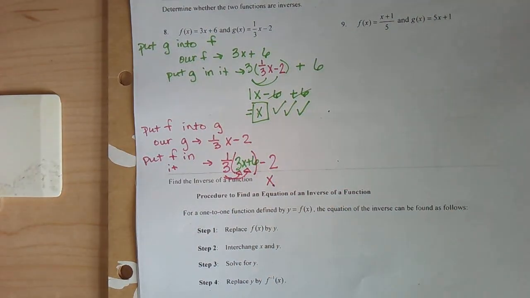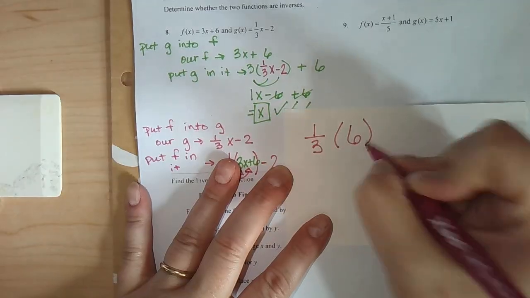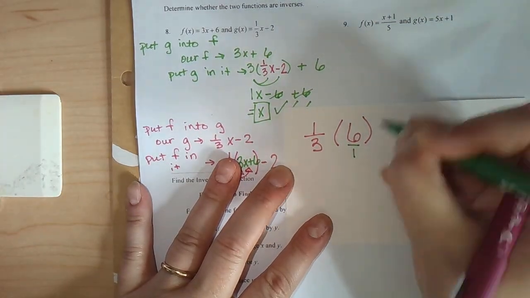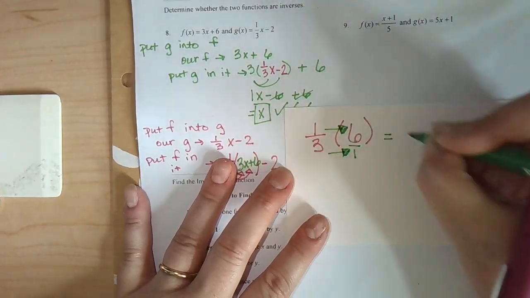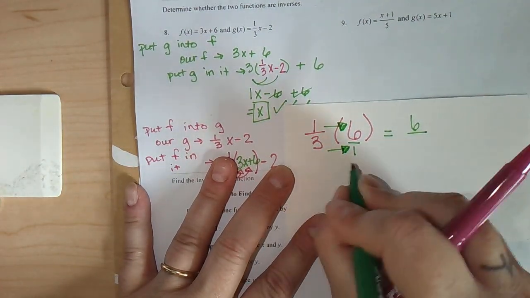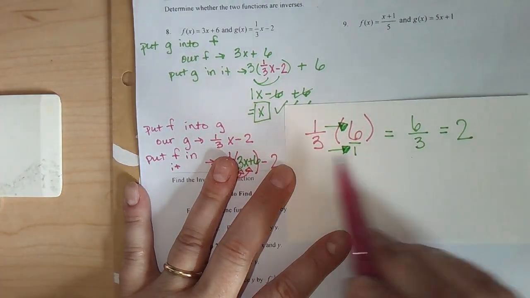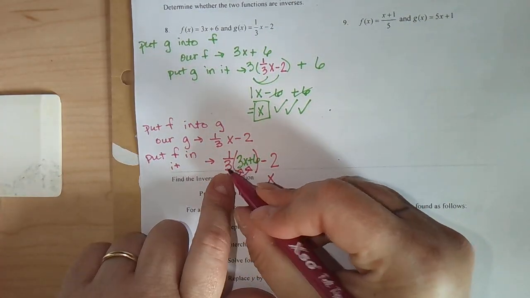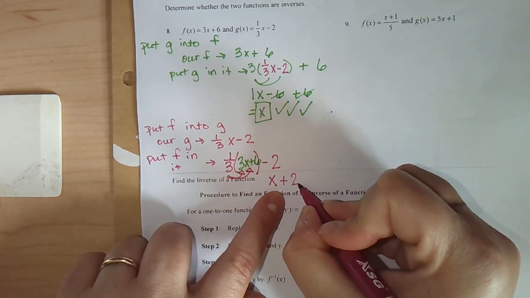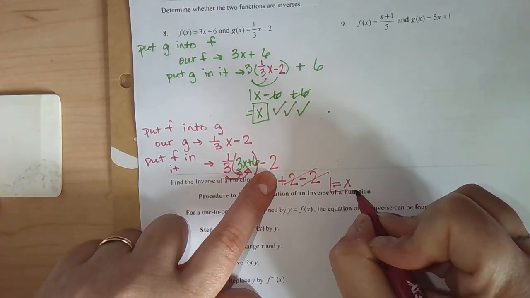1/3 times 6, okay, y'all probably don't remember this, but 1/3 times 6, well, put a pretend 1 underneath, multiply left to right, and we get 1 times 6 on top. On the bottom, 3 times 1 is 3. 6 divided by 3 is 2. Okay, so 1/3 times 6 is actually 2. So we have 1/3 times this positive 6 is plus 2, and then there's a minus 2. Well, that cancels out, and we just get x.